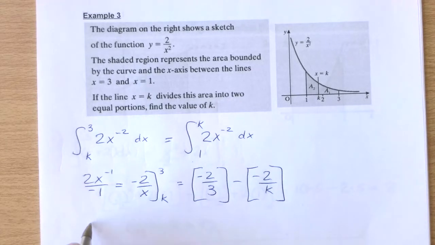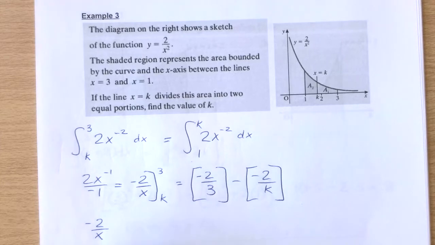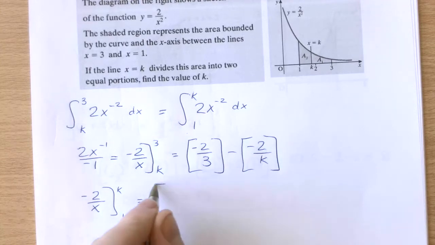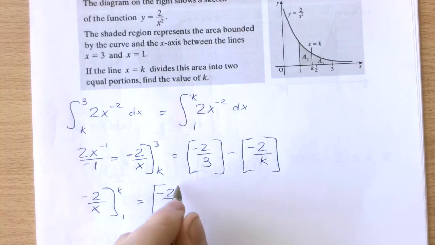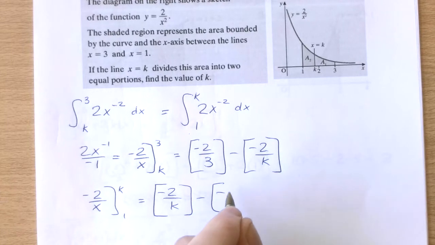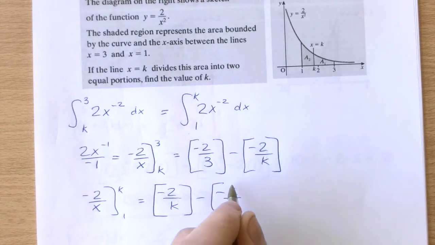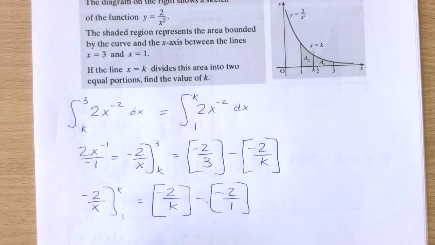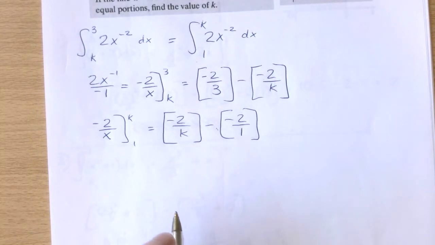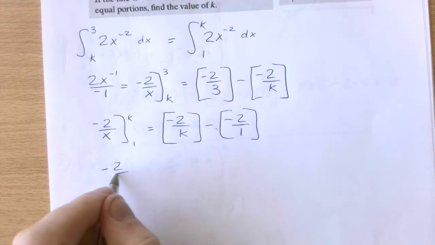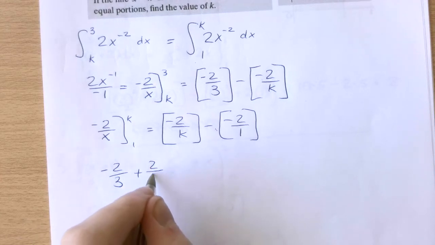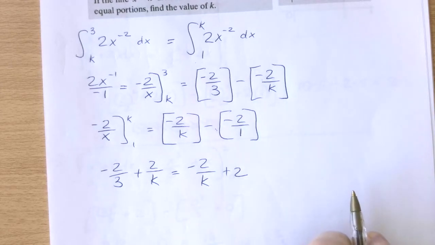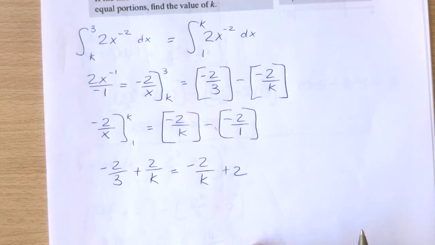And then the second one, we're finding the same thing. We're going to find it this time between the values of k and 1. So the first one we put in here is k, so it's minus 2 over k. And then it's going to be minus 2 over 1. Now we know both of these are equal to each other, so I can just make them equal to each other. So I'll make an equation out of it. So it's going to be minus 2 over 3 plus 2 over k, and that is equal to minus 2 over k plus 2. And then I'm going to try to solve for k from this.